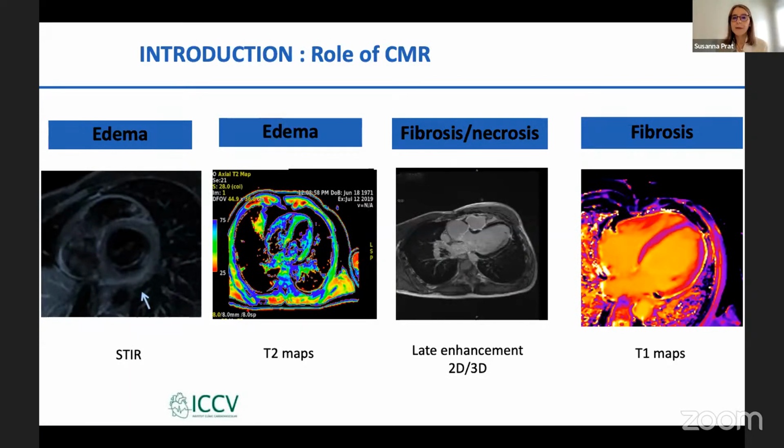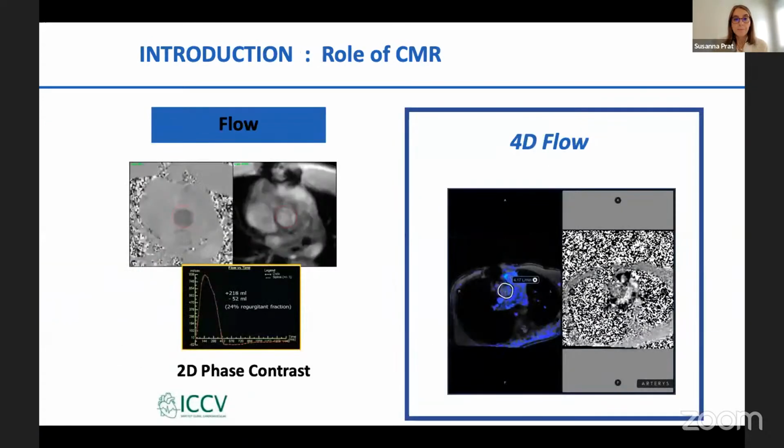Now we also have the parametric T2 maps to study this edema. We know it is the non-invasive technique to analyze the fibrosis and the size of the infarction with the late gadolinium enhancement 2D and 3D sequences. We also have the analysis of interstitial fibrosis with T1 maps. But we can also study the flows of the valves and of the vessels of the heart and the thoracic structures with the flow sequence. As we'll see, we have the 2D phase contrast by MRI and, recently, the 4D flow sequence.